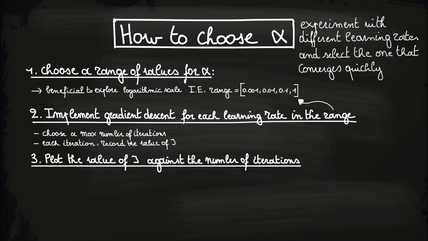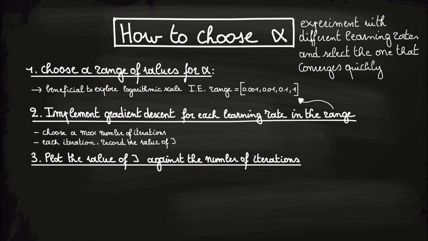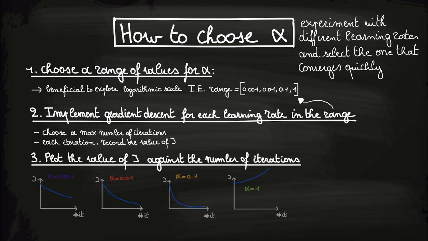Now you can plot the cost function against the number of iterations for each learning rate. Concretely, for our range of values, we get 4 plots, one for each learning rate in the range that we defined. They might look as follows. Now analyze these plots. If the learning rate is too small, convergence will be slow, and if it's too large, the algorithm may overshoot the minimum. Look out for the plot that converges to the minimum in the shortest number of iterations without oscillations or divergence. And voila! We now see that alpha equals 0.1 gives us a good value for the learning rate.